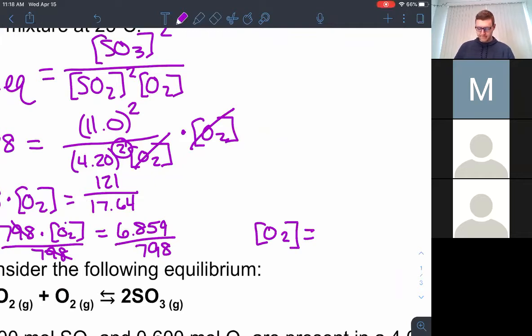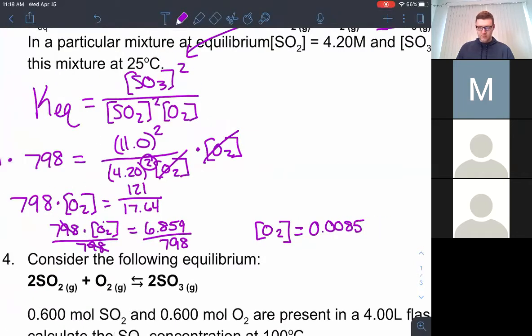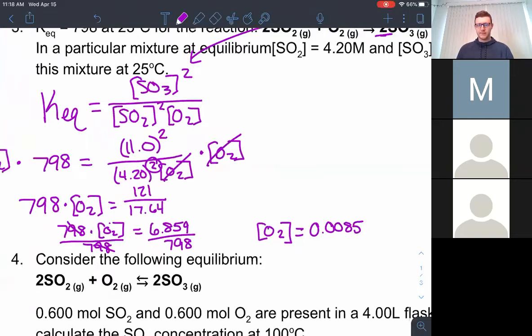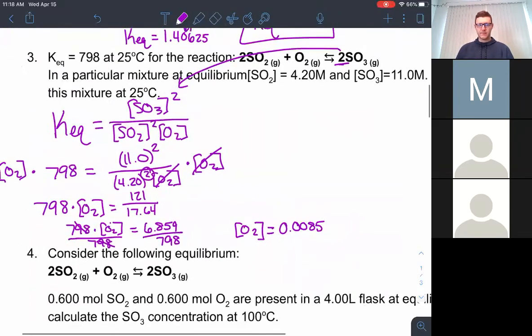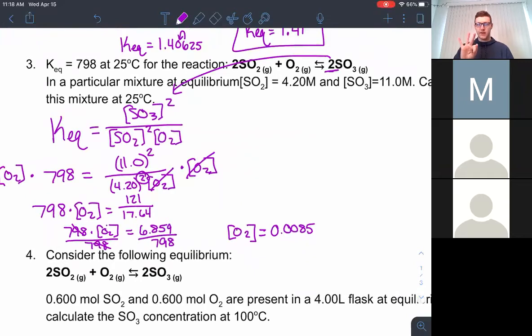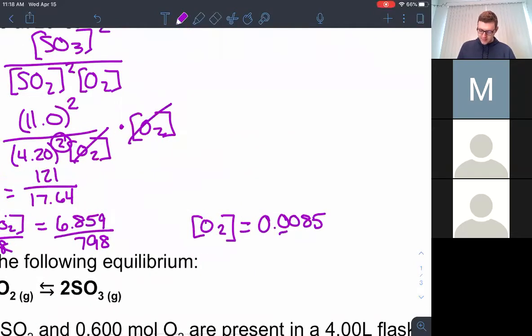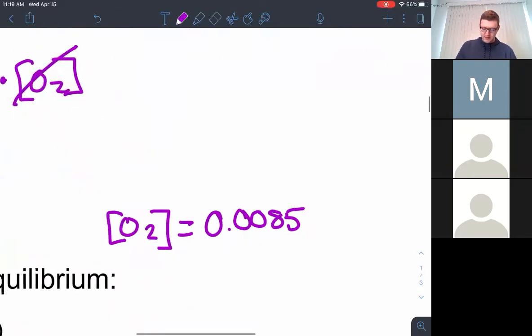0.0085. So 0.009. Careful, how many significant figures do we need? How many? 2, 3, right? We need 3 significant figures. So 0.009. Remember, these 2 zeros don't count. Okay. So if we have 3 sig figs, what's it going to be?